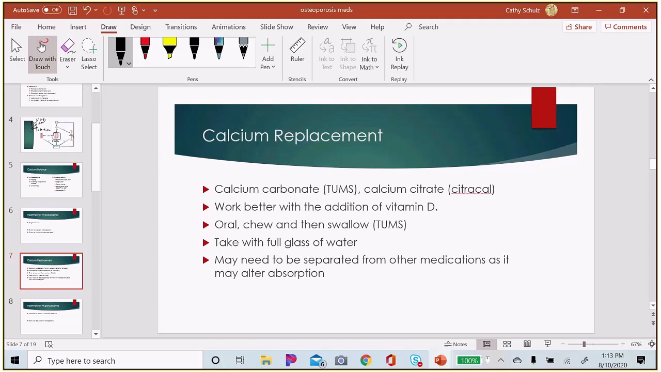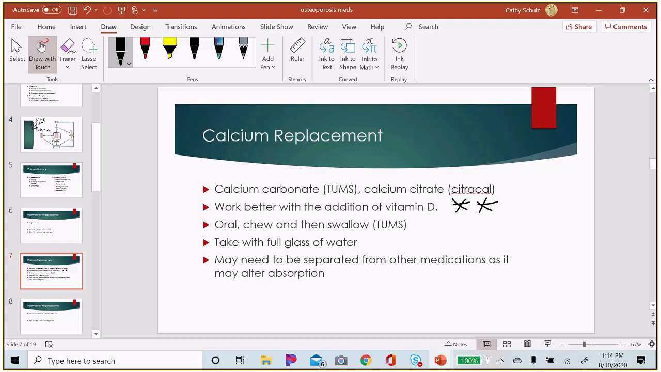So calcium replacement could be calcium carbonate or calcium citrate. There are other forms. These are the oral forms of calcium replacement. There's calcium gluconate that can be given IV. There's all kinds of calcium replacement. Calcium carbonate is the one that you're going to see on the exam, which works better with the addition of vitamin D, because, put stars by that, vitamin D increases the absorption of calcium in the intestine. So if I'm going to take a calcium pill by mouth, it has to be absorbed in my intestine, and I will absorb more if I take it with vitamin D.